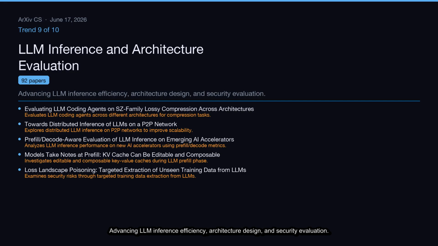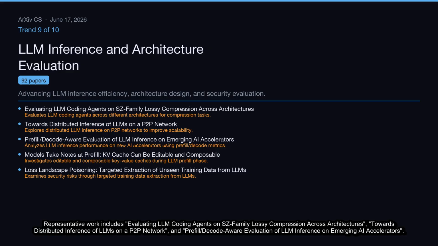Trend 9 of 10, LLM inference and architecture evaluation. Advancing LLM inference efficiency, architecture design, and security evaluation. This cluster covers 92 papers. Representative work includes evaluating LLM coding agents on SC family lossy compression across architectures, towards distributed inference of LLMs on a P2P network, and pre-fill/decode-aware evaluation of LLM inference on emerging AI accelerators.